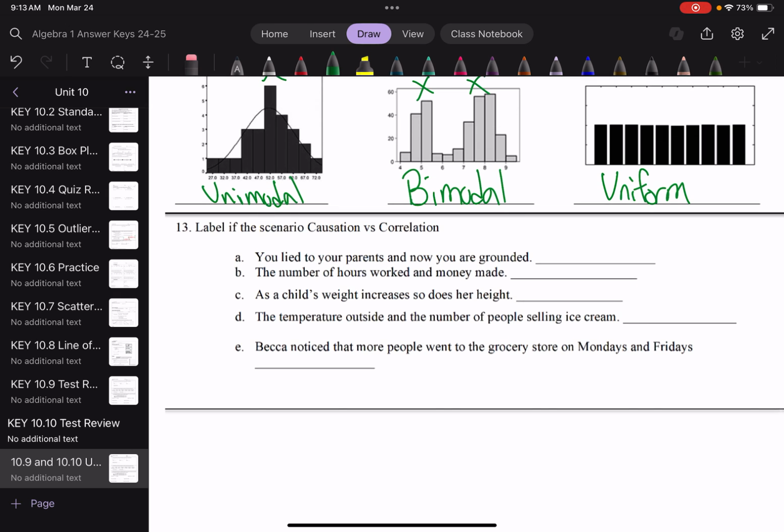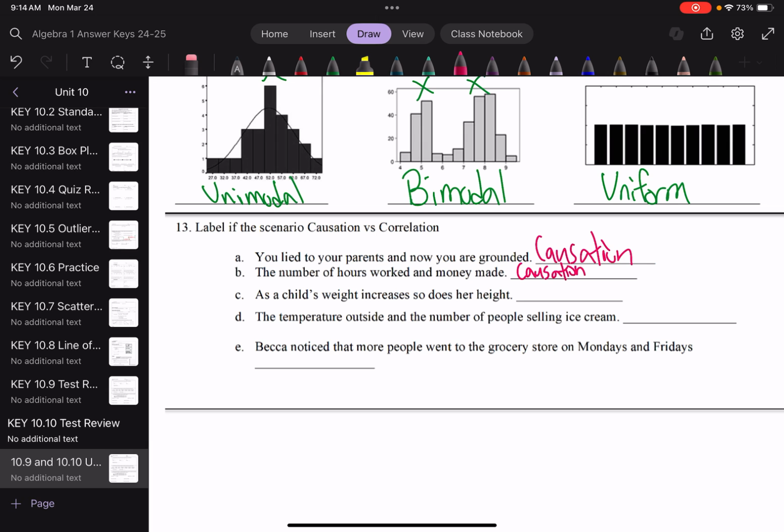Last but not least, we're going to talk about correlation versus causation. Causation means you actually have a cause and effect. So you lied to your parents and now you're grounded. You did something wrong, so this is a causation. The number of hours worked and the money made. Well, the more you work, the more money you're going to make. So I would say this is a causation.